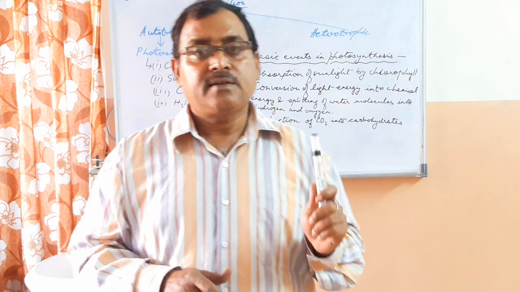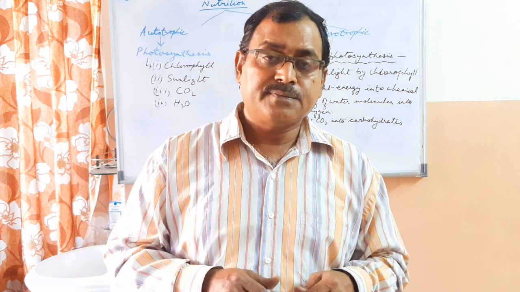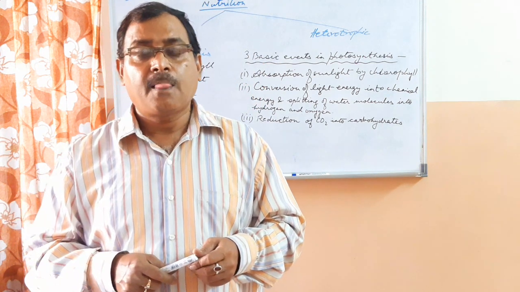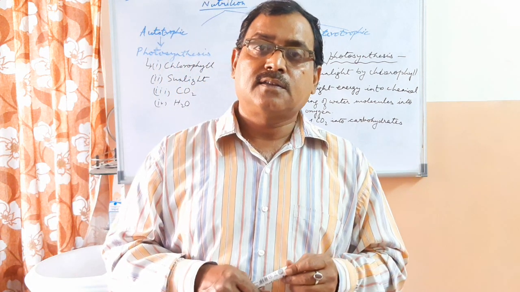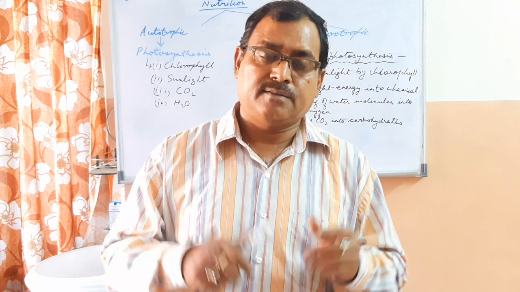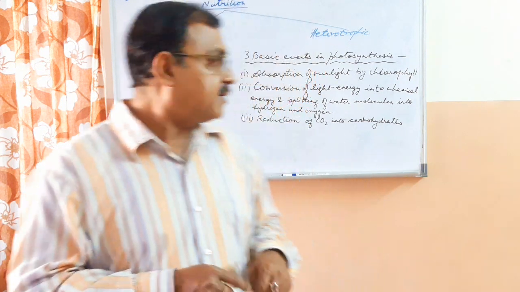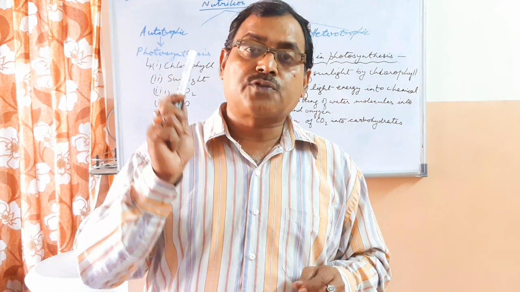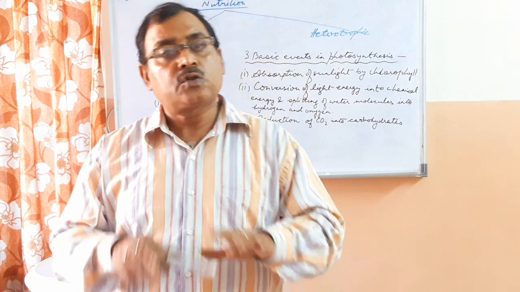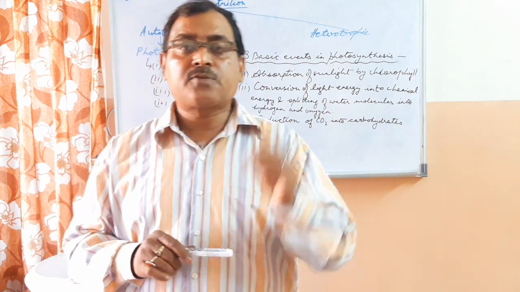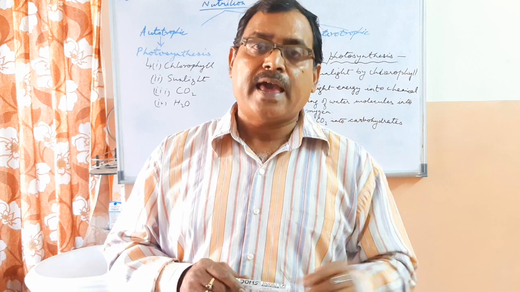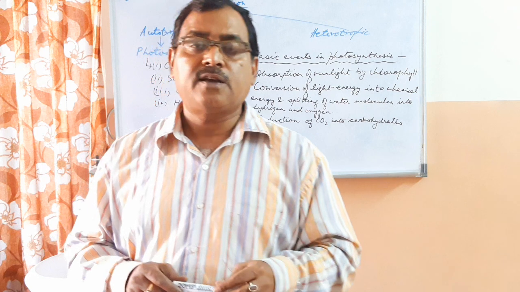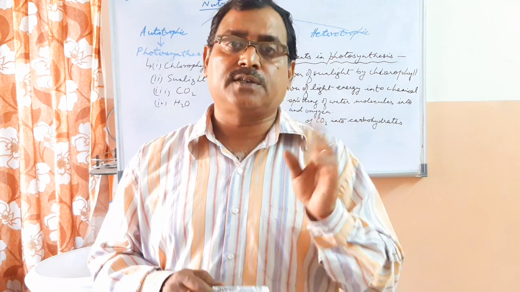Sunlight is available in plenty every day. As soon as the sun rises, the green plants start absorbing sunlight. Next is carbon dioxide. You know that air contains 0.03% of carbon dioxide. So all terrestrial plants absorb carbon dioxide from air, and all aquatic plants absorb carbon dioxide from water where carbon dioxide gets dissolved.